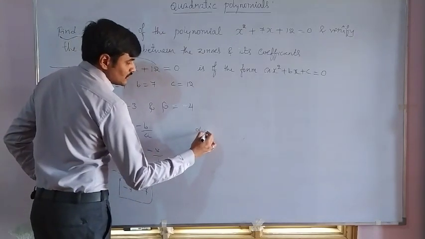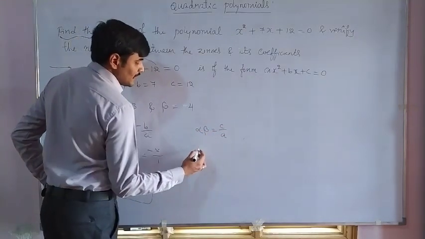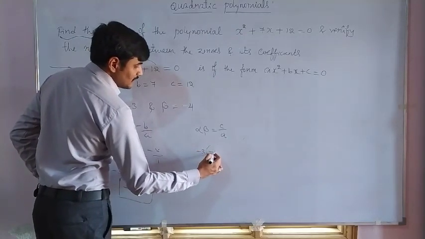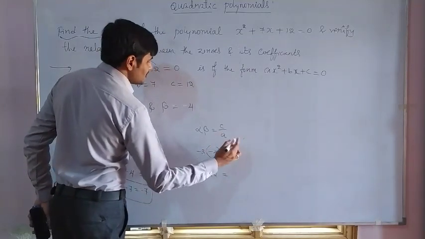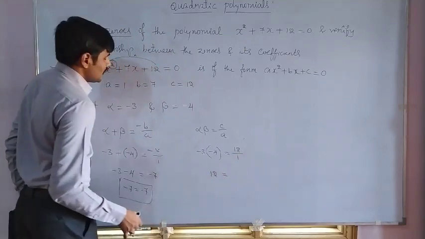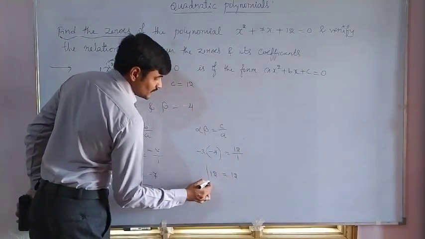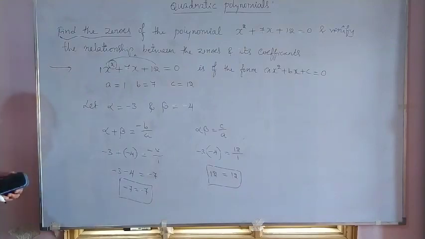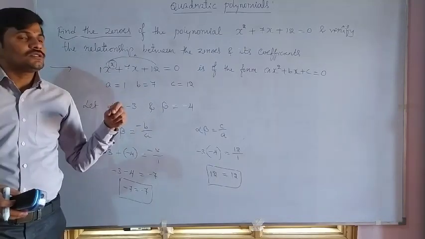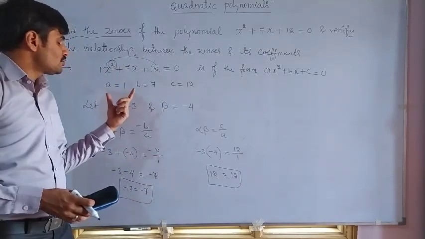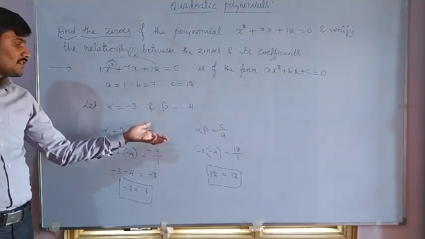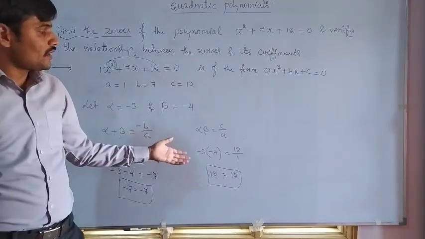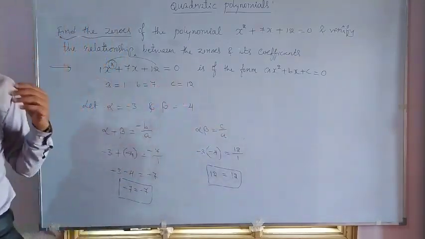Similarly, the product of the zeros, alpha beta, is equal to c by a. Alpha here is minus 3 and beta is minus 4. Minus into minus is plus, and 3 fours are 12. Now c, the constant term, is 12 and a is 1, so it will become 12. So that's verified. First you should find the zeros by splitting the middle term. Afterwards you should verify the zeros with the coefficients in the given polynomial ax square plus bx plus c. So alpha plus beta is verified with the value minus b by a, and the product alpha beta is verified with the value c by a. Understood now?